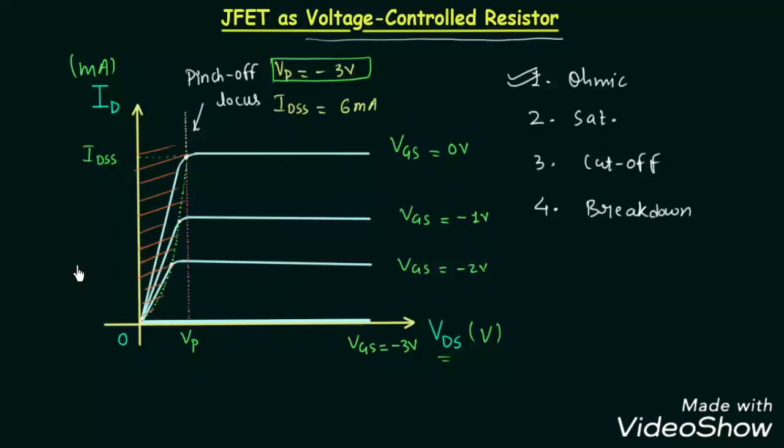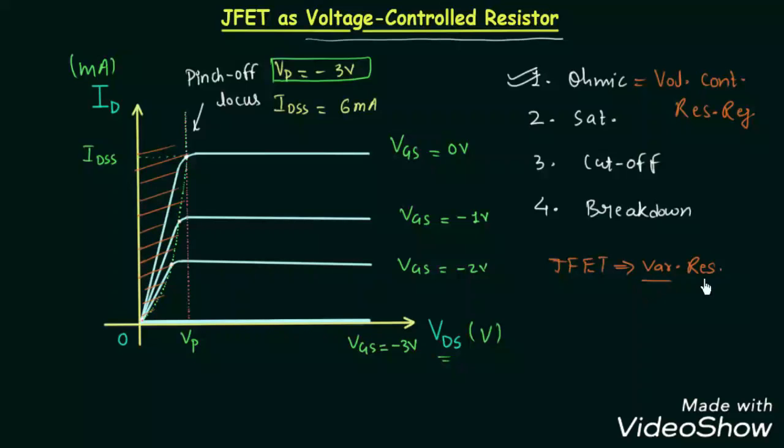We also call this region voltage controlled resistance region. The ohmic region is also known as voltage controlled resistance region. This is the other name for the ohmic region. In this region, JFET can be used as variable resistor. This is very important point. We can use JFET as variable resistor in the ohmic region.